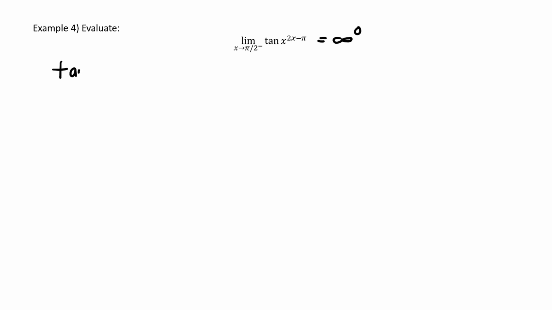So let's observe, we're doing a little bit of backtrack, that tangent x to the power of 2x minus pi is equal to e to the natural log of tangent of x to the power of 2x minus pi.